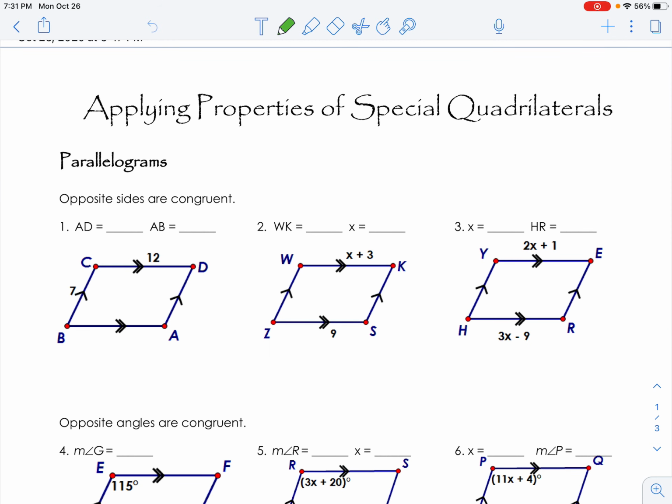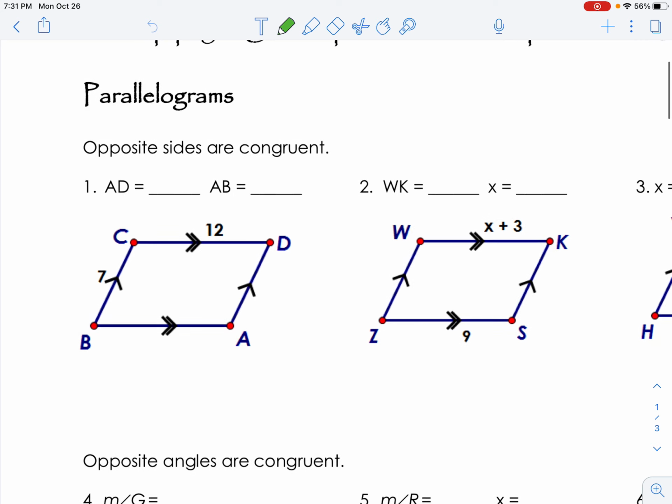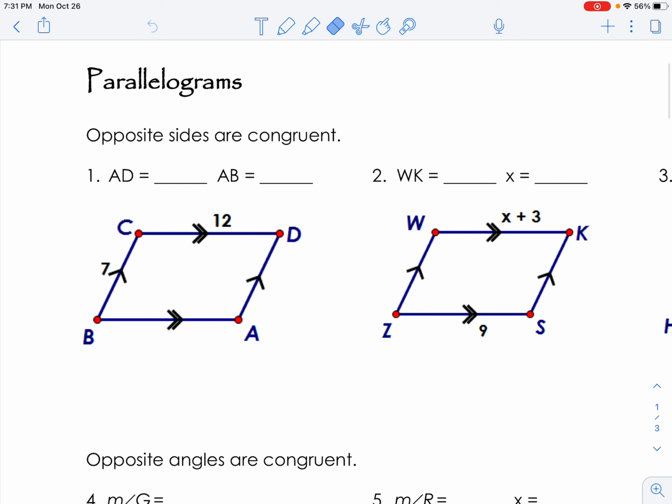All right, so we're going to start applying the properties we've been learning about these special quadrilaterals into some math problems. So look at this first section. It is titled Parallelograms. And we're going to start by using the property that opposite sides are congruent in a parallelogram. So I know opposite sides are congruent. So if I'm looking to find AD, which is this side right here, I know that side AD is congruent to side BC. And since side BC equals 7, that means AD must also equal 7.